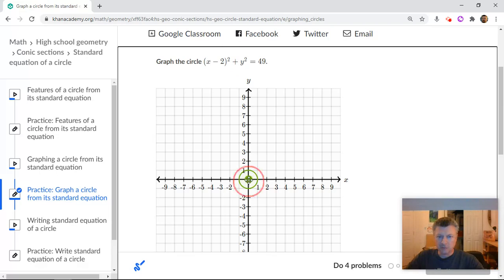So you go over 2, and you don't go up or down because it's 0. All right, now, and this is really easy to manipulate on Khan Academy. I don't know if you have a tablet or phone, how easy it is, but I don't know. If you have a mouse, it's really easy.